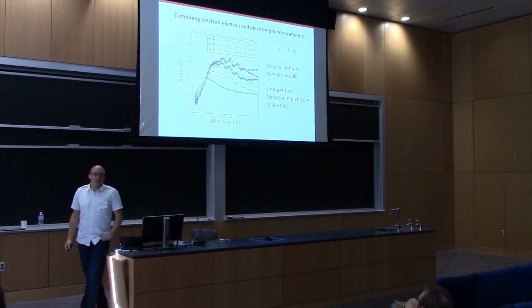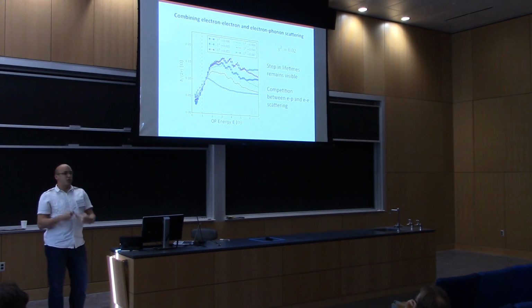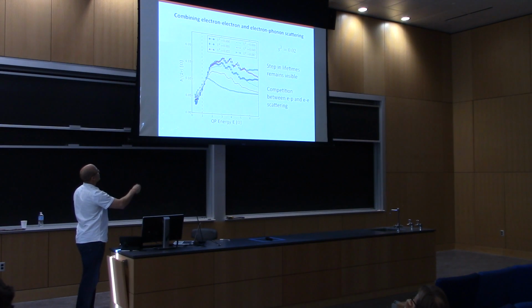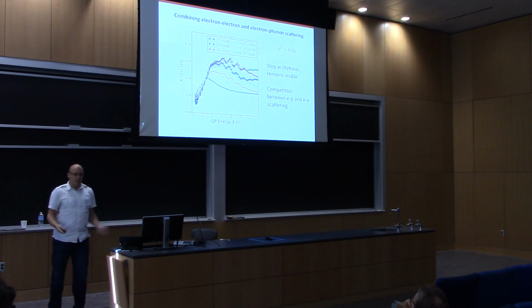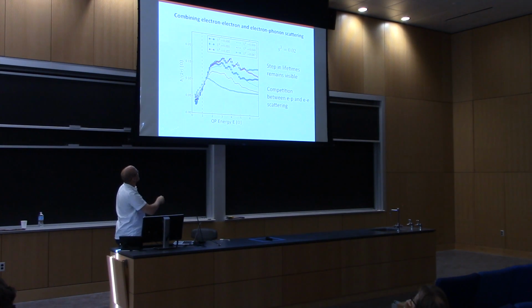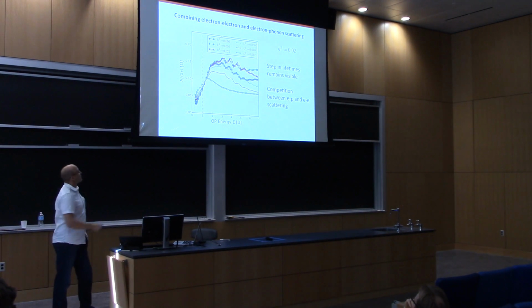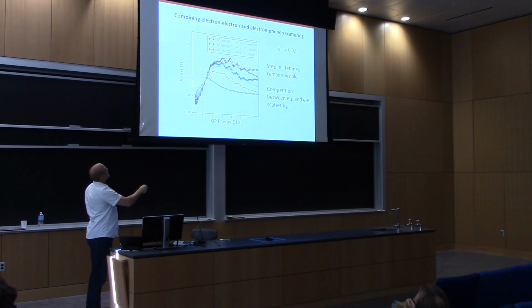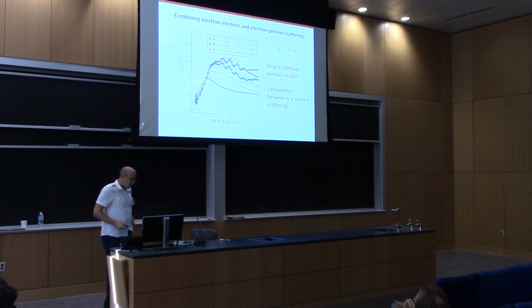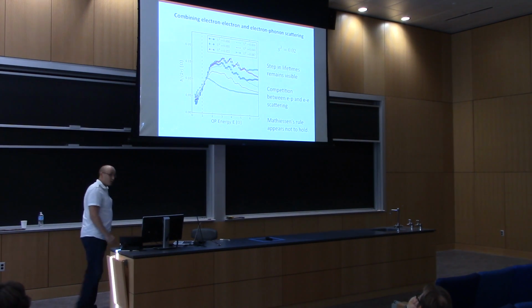There appears to be some competition. Right, because if these guys were to just simply add according to Matthiessen's rule, well, I would get my electron-phonon curve, and then I would get on top of that whatever the electron-electron thing is. That's not what's happening. Right, these guys should be manifestly positive, or at least the imaginary part of the self-energy should be manifestly negative, and yet I see these guys with opposing signs. They compete. So Matthiessen's rule does not appear to hold in non-equilibrium.